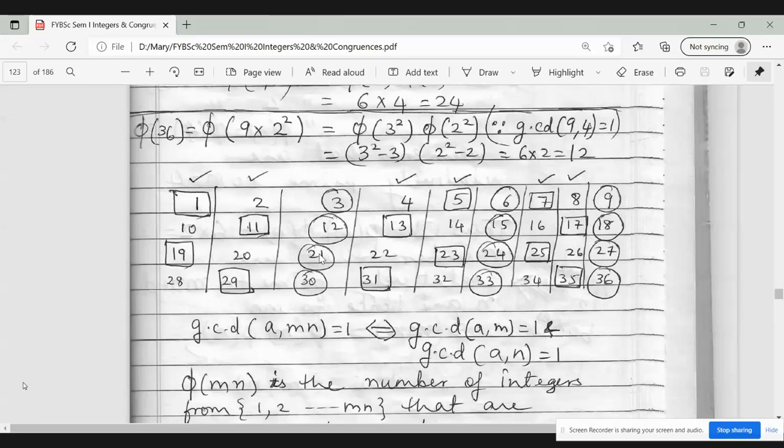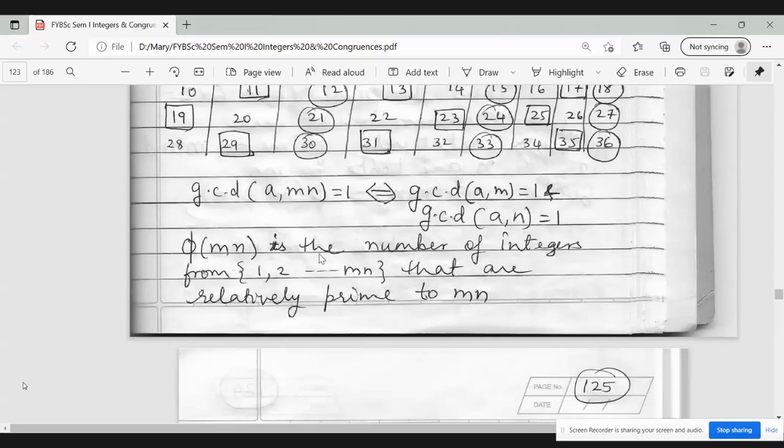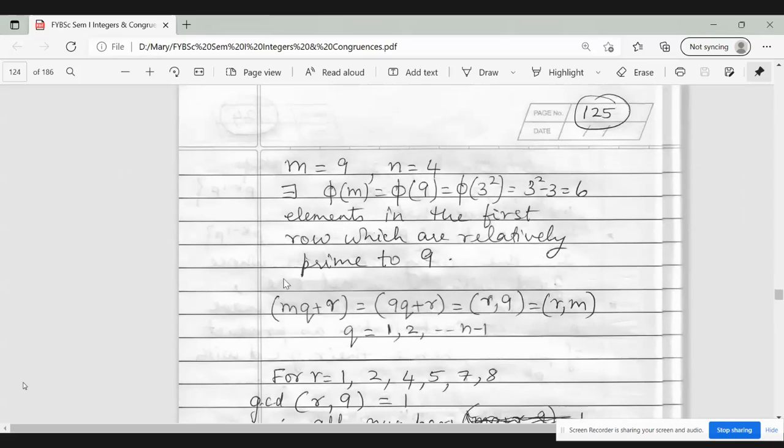Earlier we had written... See the GCD of this one. Actually, there is an M missing here. GCD of MQ plus R with M is the same as GCD of R with M. So this is a property. M is missing here, comma M, comma M.